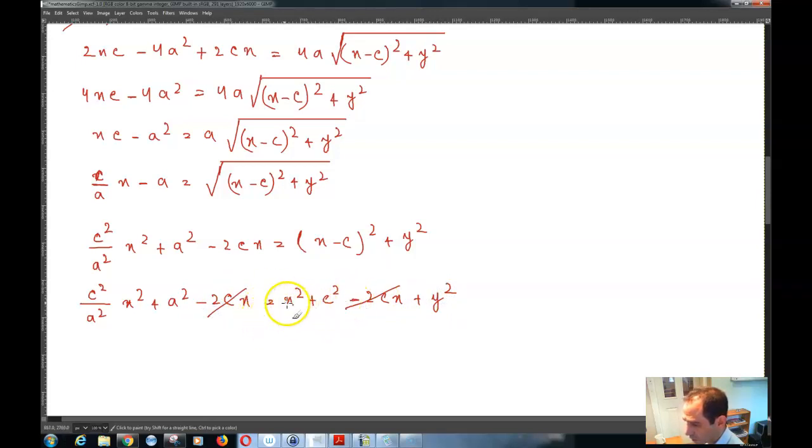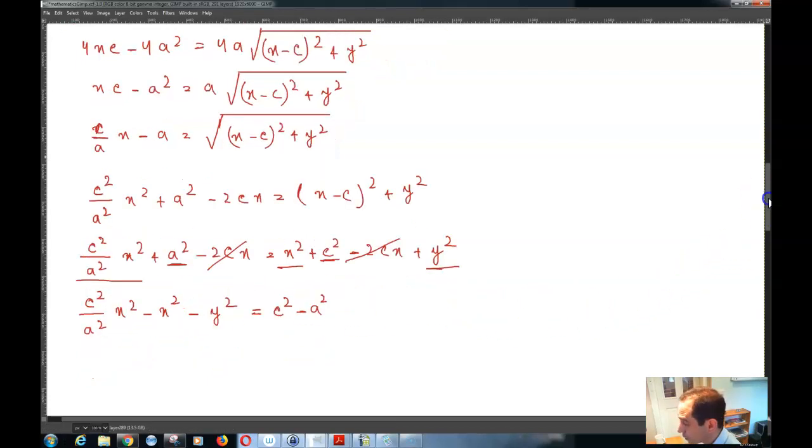And then I can take this to the other side of the equation, write it as c squared by a squared times x squared minus x squared. So these two are taken care of. And then I have y squared over here, so minus y squared, this is taken care of, is equal to basically c squared minus a squared. So c squared is over here, a squared is over here. So everything is taken care of here.